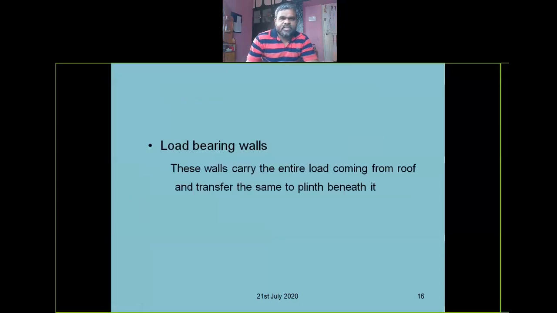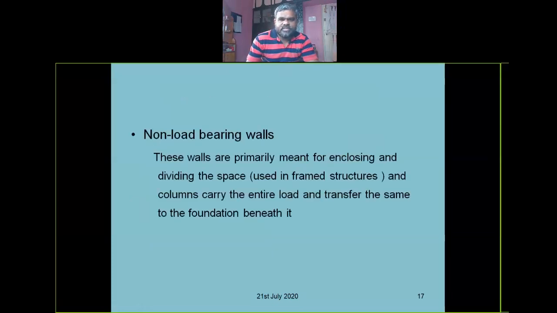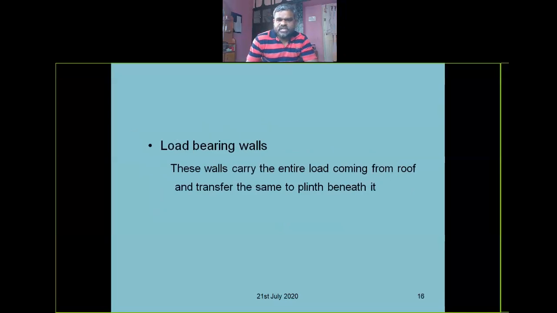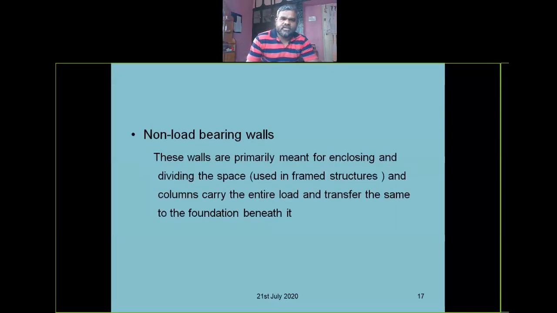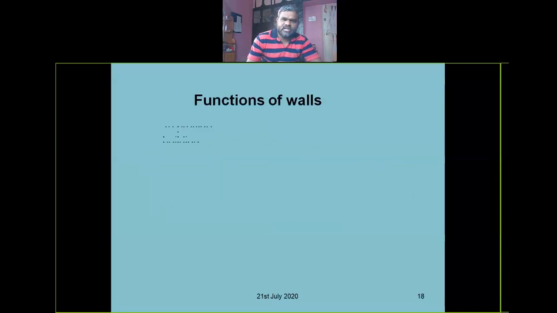columns, right? Load bearing walls means these walls can carry the entire load coming from the roof and transfer the same to the plinth beneath it, right? Non-load bearing walls means these walls are primarily meant for enclosing and dividing the space used in framed structures, and columns carry the entire load and transfer the same to the foundation beneath it, right?